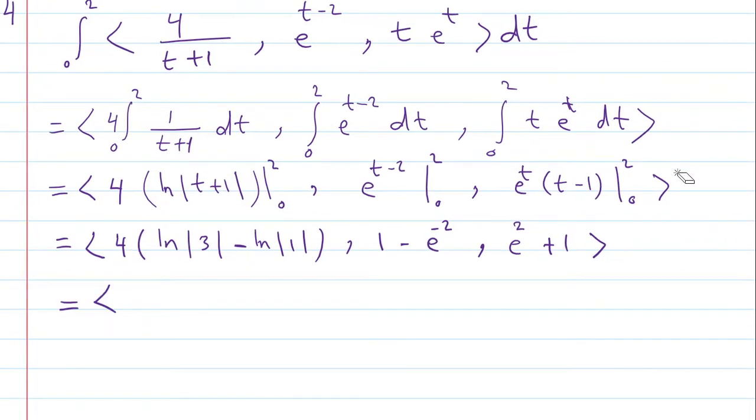You can write your final answer as 4 ln 3, since ln 1 is 0, so it is just 4 ln 3. Second component is 1 minus 1 over e squared. And the third component is e squared plus 1. You are done. And the last problem with us for today is number 5.